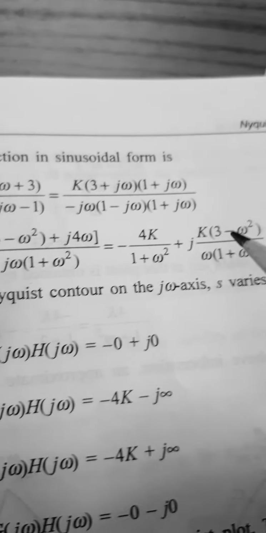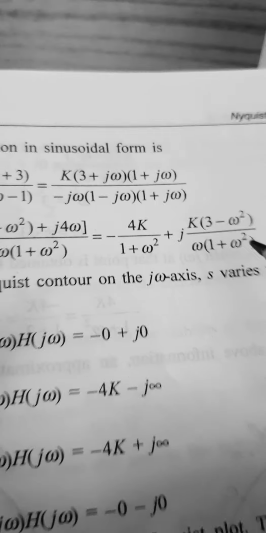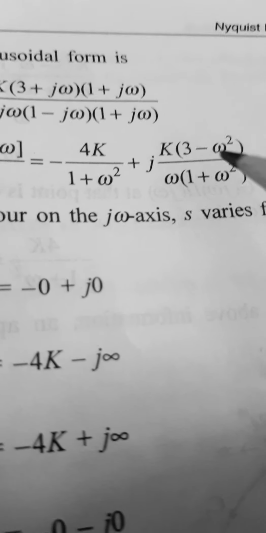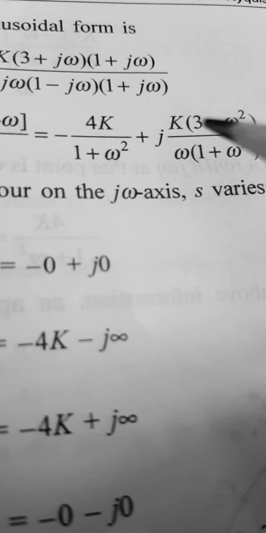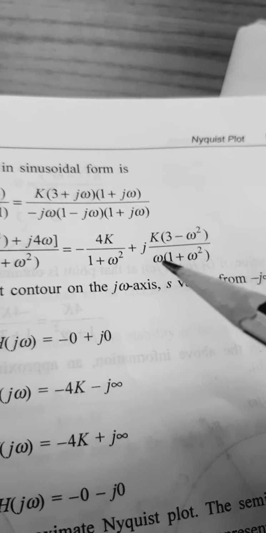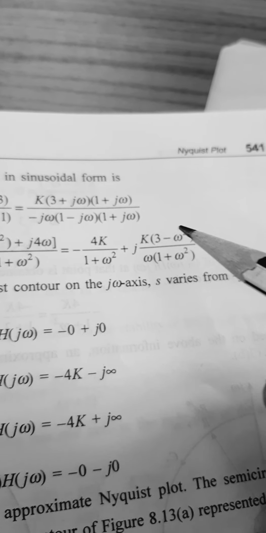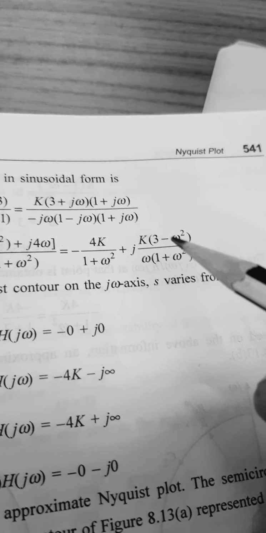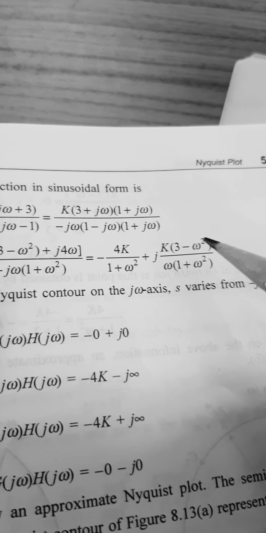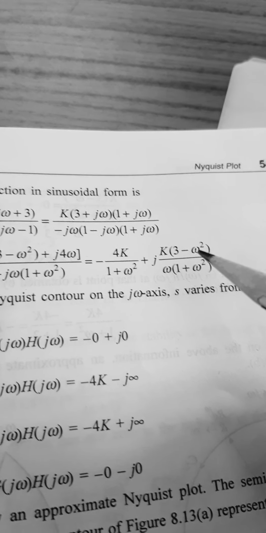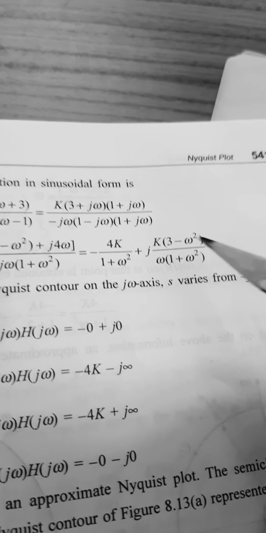Then what happened to this term? If you are putting infinity minus infinity, omega is minus infinity. So here the plus sign is there, and omega is minus infinity. Here 3 minus omega square. So omega square becomes minus infinity square, which becomes plus infinity square. So here there is a minus sign. 3 minus infinity square is minus infinity square only.